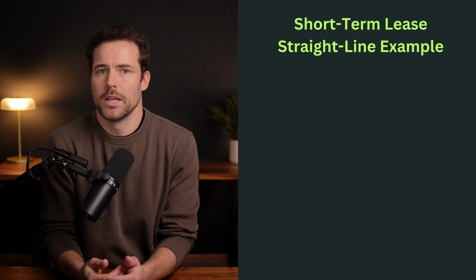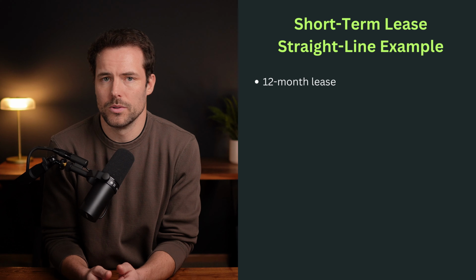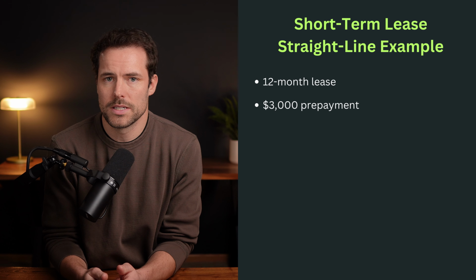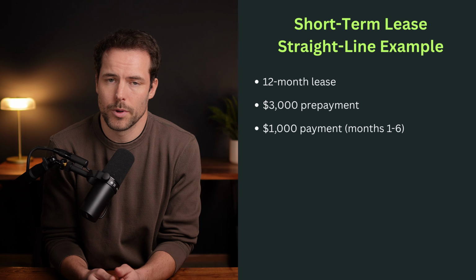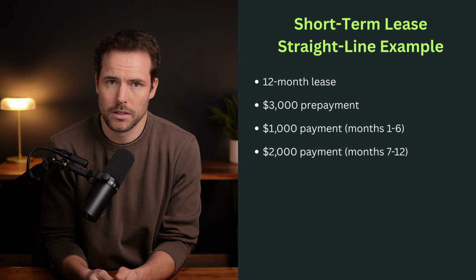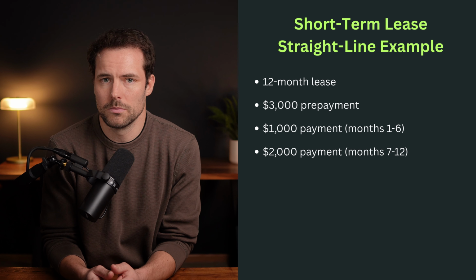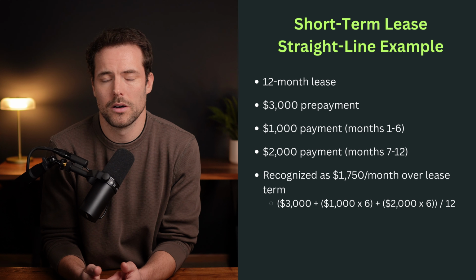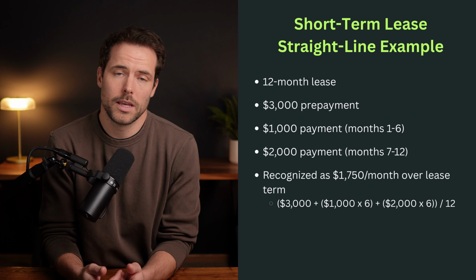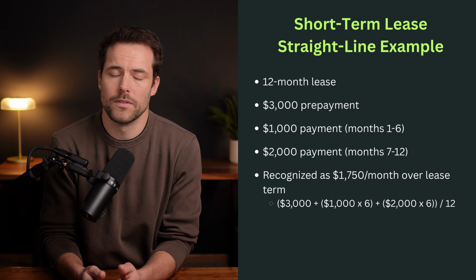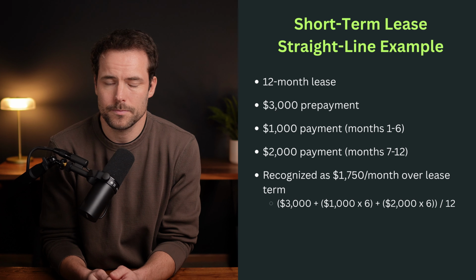For example, if we have a 12-month lease that includes a $3,000 payment pre-commencement, and the first 6 months are $1,000 per month, and the final 6 months are $2,000 per month, we'd recognize short-term lease expense of $1,750 per month over the lease term, calculated as the total consideration of $21,000 divided by the 12 months.